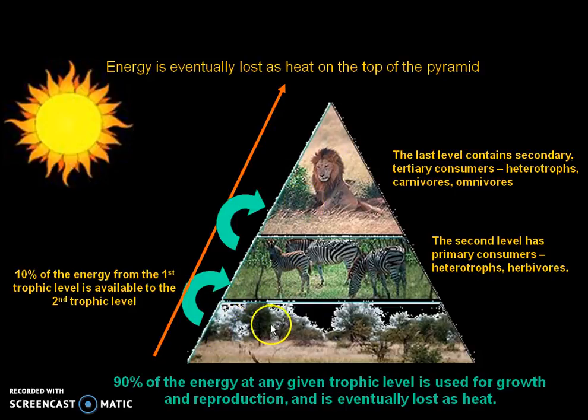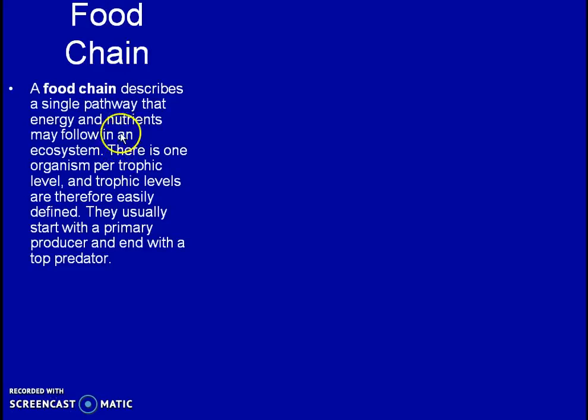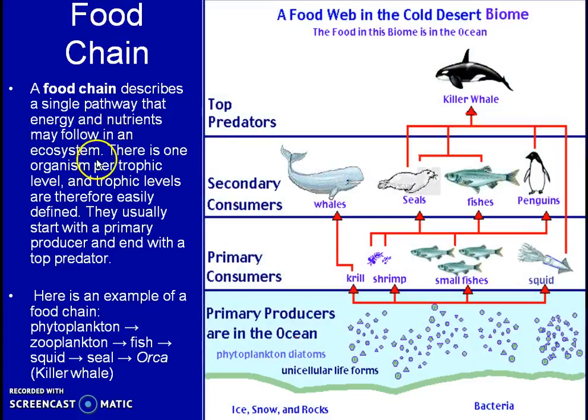In this transfer of energy, the energy is transferred in a chain, in the form of food. So they make the food chain. The food chain is described as a single pathway that energy and nutrients may follow in an ecosystem. There is one organism per trophic level, and trophic levels are therefore easily defined. They usually start with a primary producer and end with a top predator.